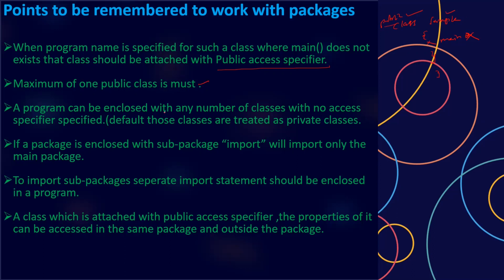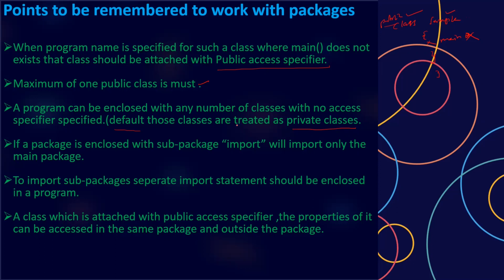A maximum of one public class is a must. A program can be enclosed with any number of classes with no access specifier specified, so you can use default. In terms of your package, if you don't specify, with no access specifier, it is generally public to the package. But here, in terms of your packages, if you don't declare, by default those classes are treated as private.